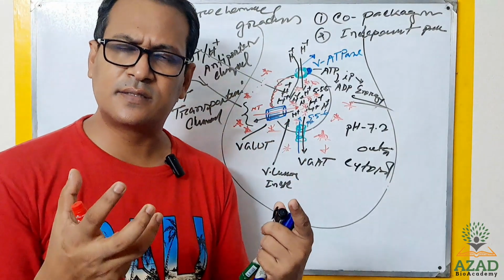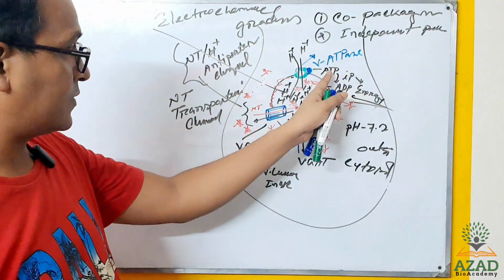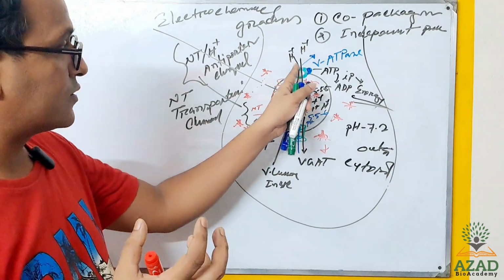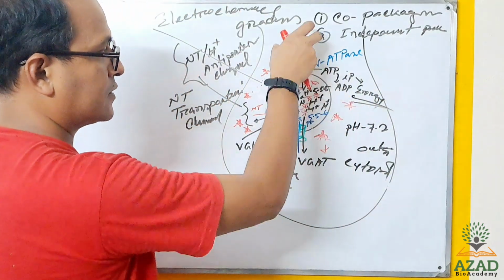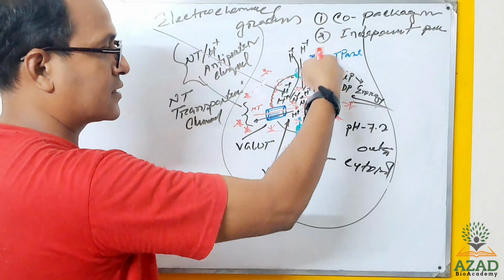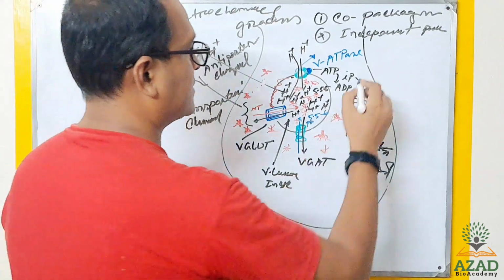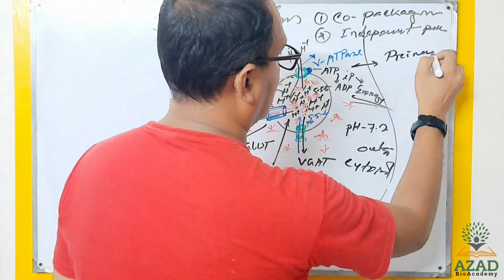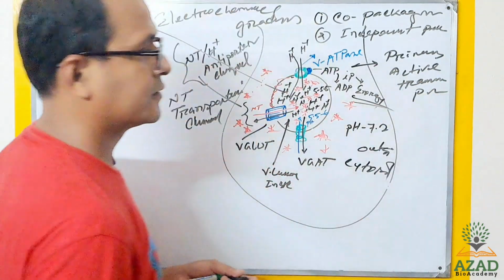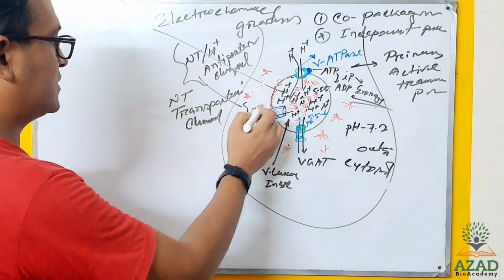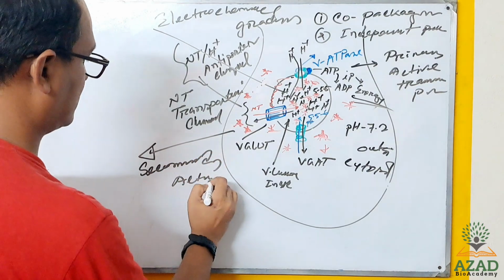So is the electrochemical gradient directly connected with the ATP? No. Here the V-ATPase is directly connected with the ATP. The proton pump is directly connected with the ATP energy. So the energy and the proton gradient are initially carried out by the process of primary active transport. And this one you can consider as secondary active transport.